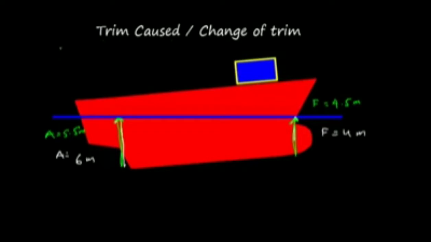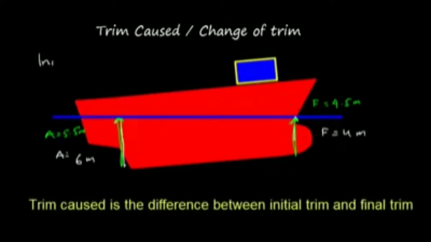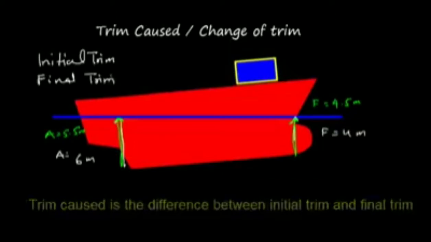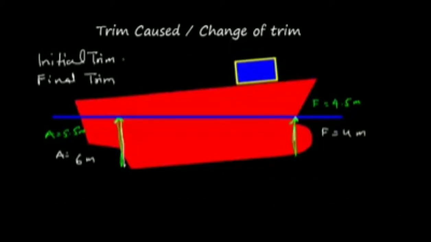The trim cost is the difference between initial trim and final trim. Well, the difference between the two is called trim cost. So here the initial trim was 4 meter and 6 meter, that is 2 meter by stern. I will just write S.